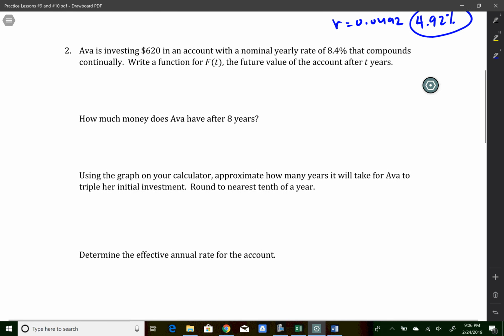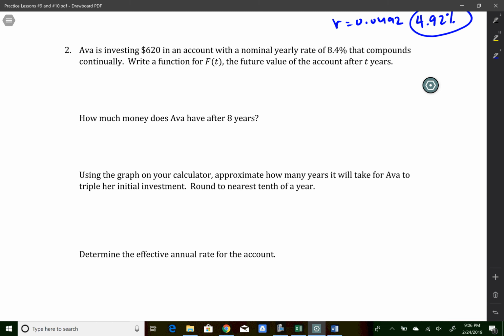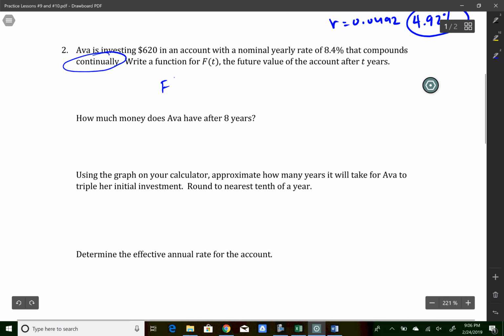Number 2, Ava's investing $620 in an account with a nominal rate of 8.4% that compounds continually. Again, that word continually, so we need the PERT formula again. It says write a future value account for t years. So we have f of t is equal to $620 e to the 0.084t. How much money does she have in 8 years? Just plugging in 8 to the formula.